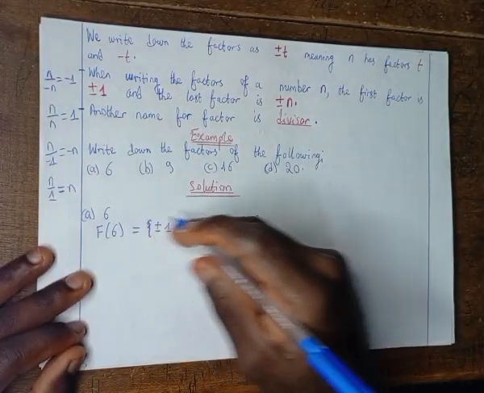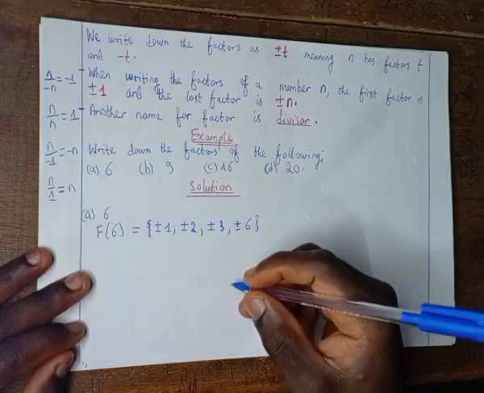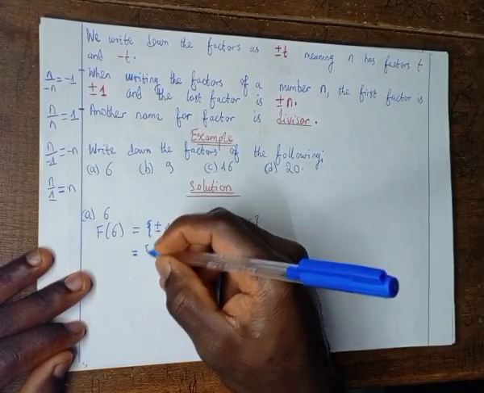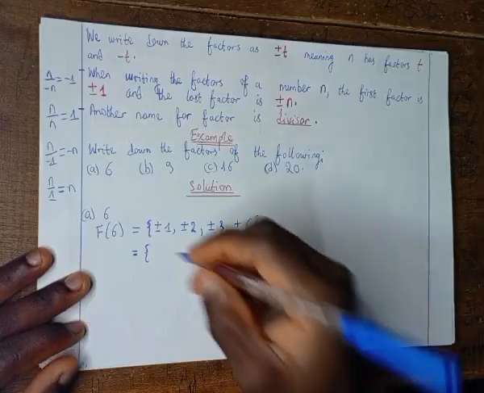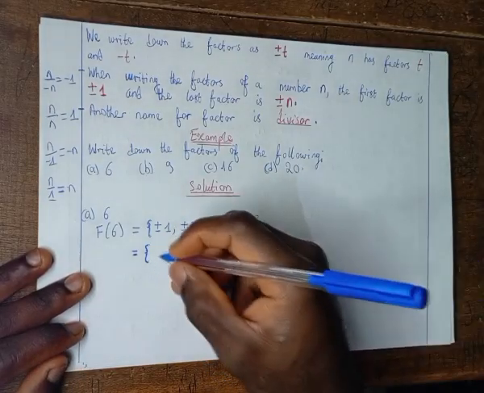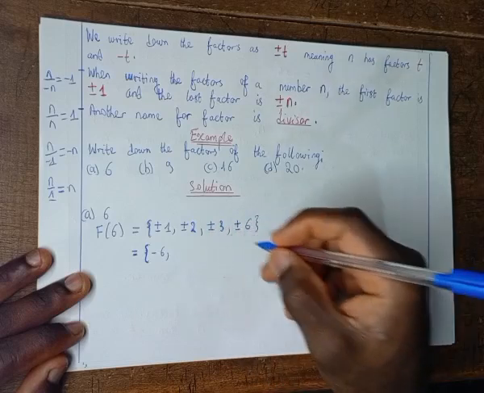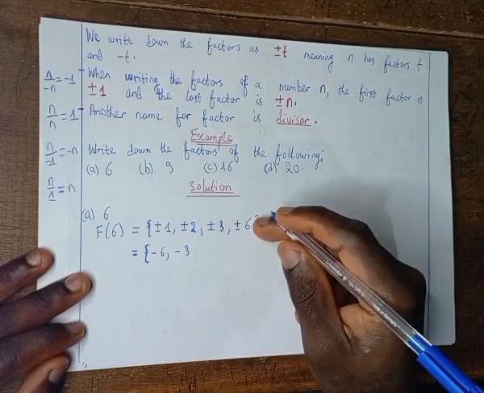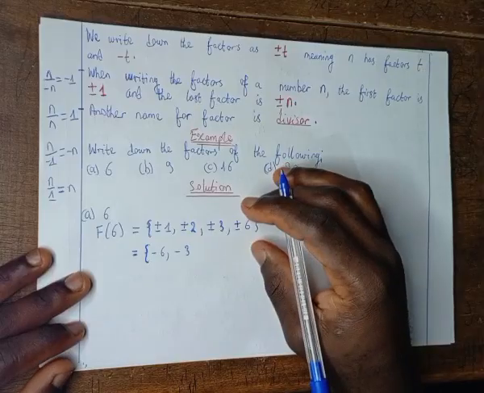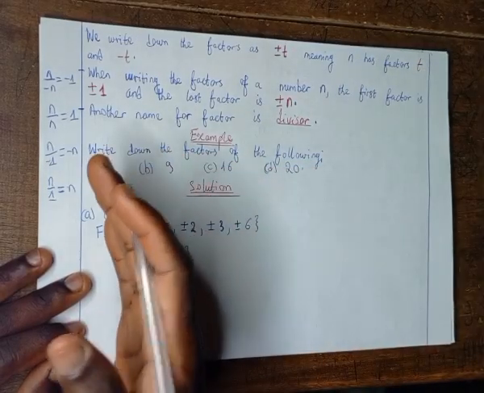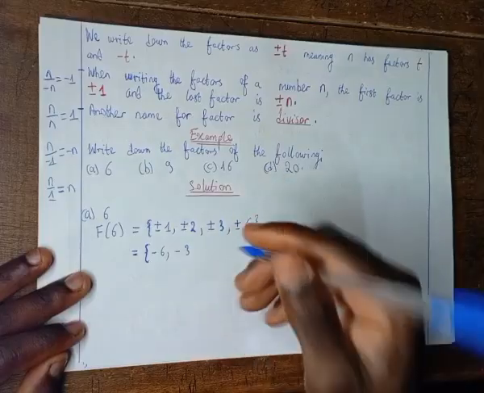This set is the same as writing it this way. We start from the smallest factor to the biggest. We know negative 6 is the smallest, so negative 6 is a factor. -3 is a factor. You start writing the negative factors from the last factor to the first. Then you write down the positive factors from the first to the last.